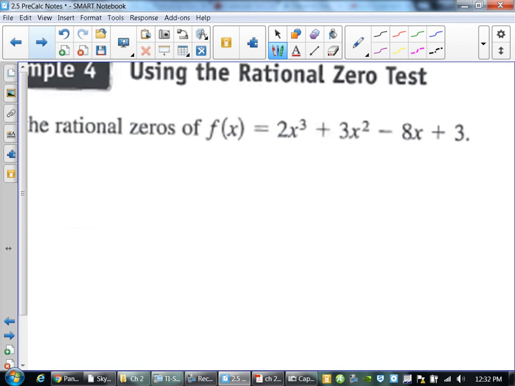Let's do one with the leading term coefficient. And you always start these problems the same by listing out your possibilities. That way you just start going down the list.